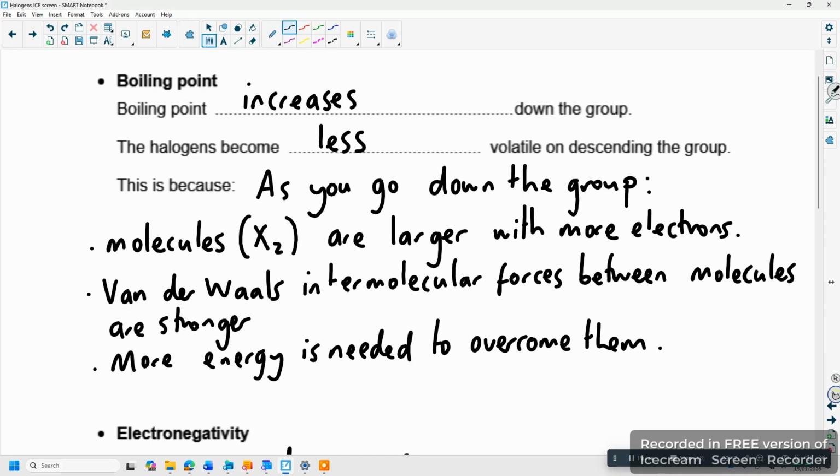So the reason for that is because down the group the halogen molecules are larger, they have more electrons, so the van der Waals intermolecular forces that exist between the molecules are stronger, so more energy is needed to overcome the intermolecular forces between the molecules.